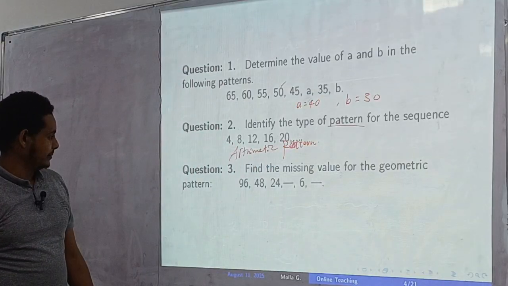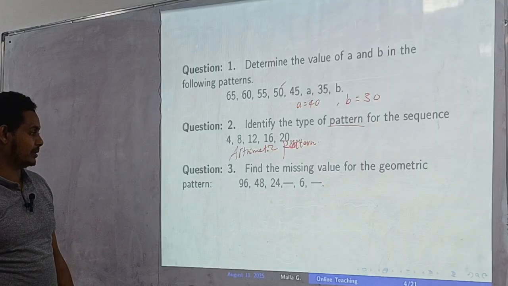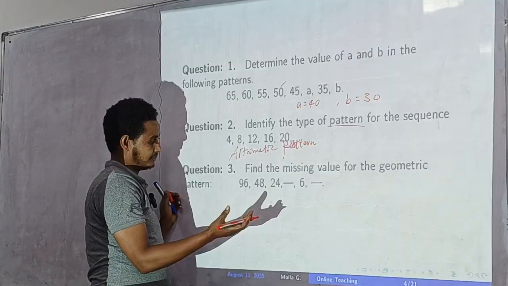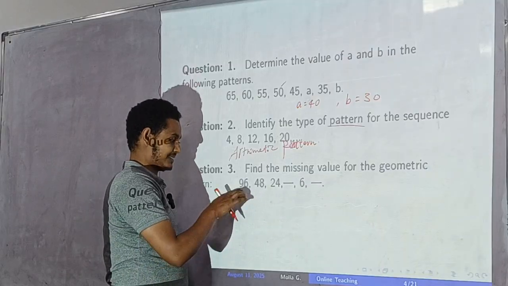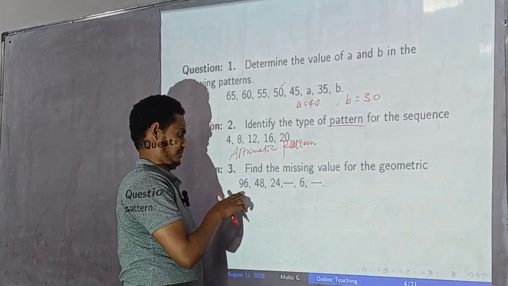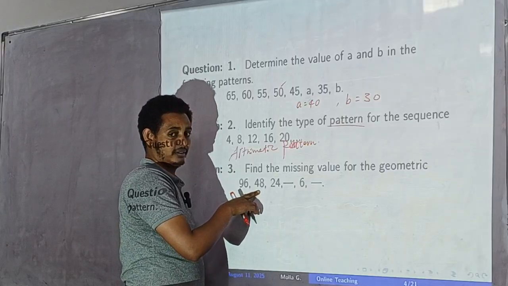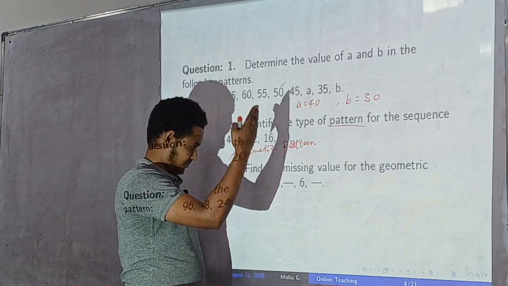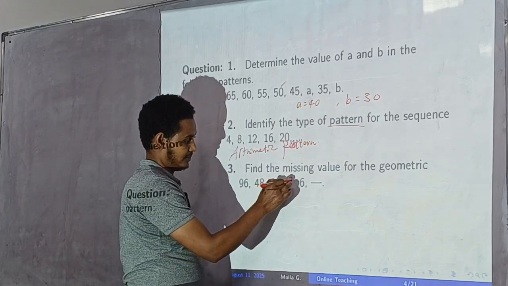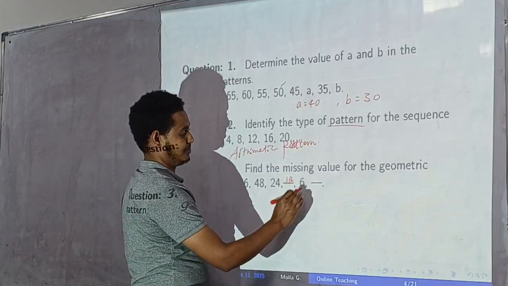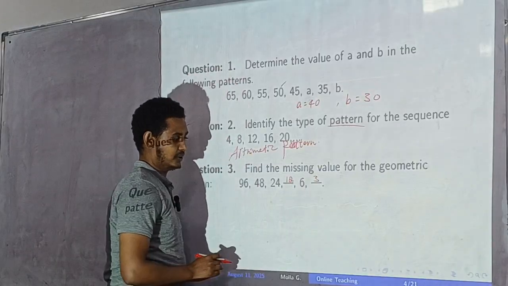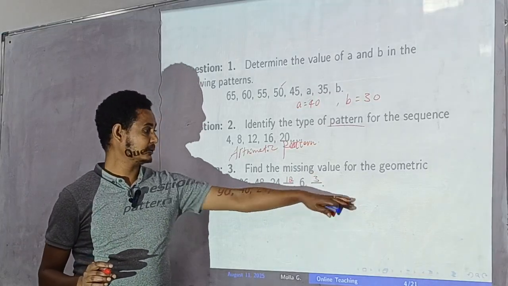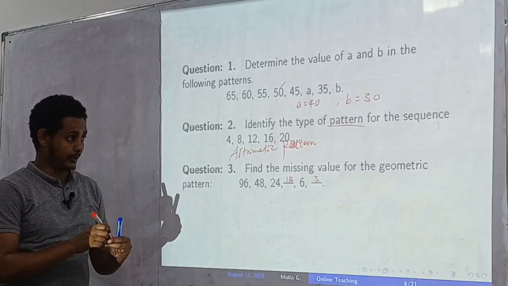And number 3: find the missing value for the geometric pattern. As I told you, in a geometric pattern, to get the next number we use the common ratio. Dividing 96 by 2 gives 48. Half of 96 is 48, then half of 48 is 24. Half of 24 is 12, right? And half of 6 is simply 3. You can divide because the common ratio is 2. Divide these numbers by 2 and we can get the missing numbers directly. That's all.